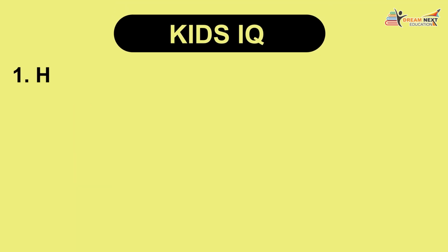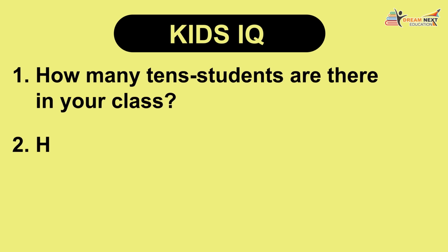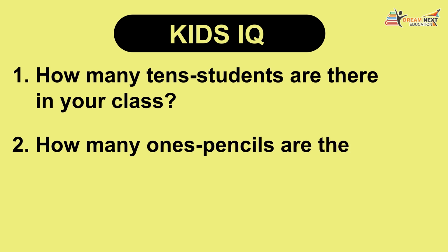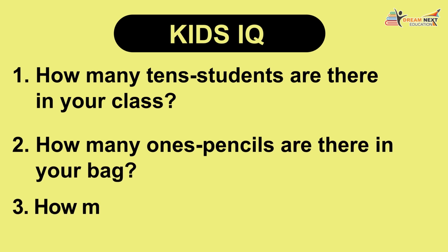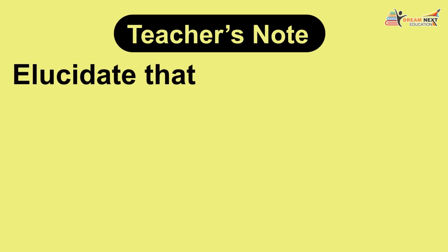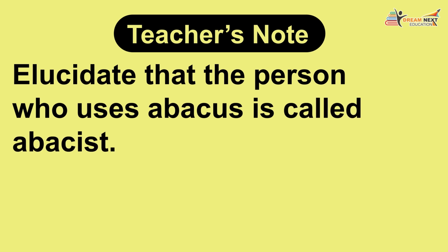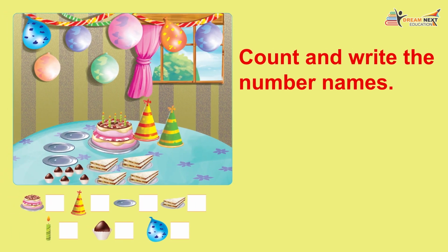Kids IQ. 1. How many 10 students are there in your class? 2. How many 1's pencils are there in your bag? 3. How many 10's girls are there in the class? Teacher's note: elucidate that the person who uses an abacus is called an abacist. Count and write the number names.